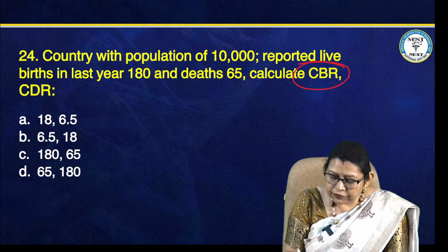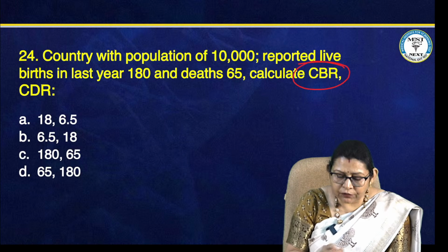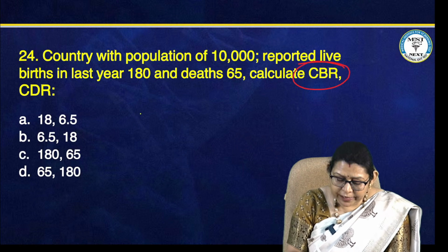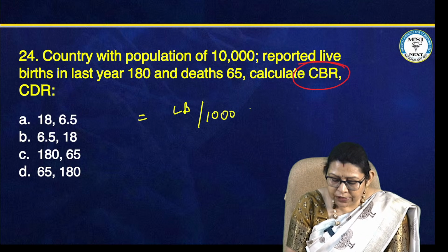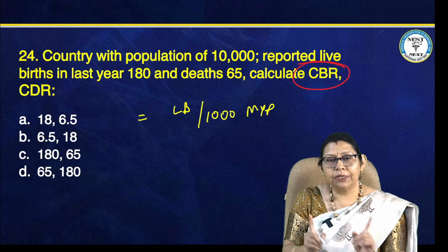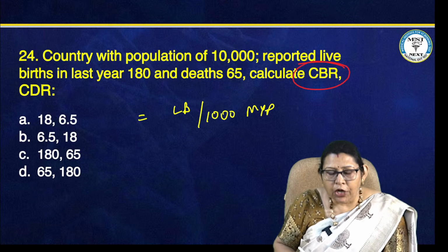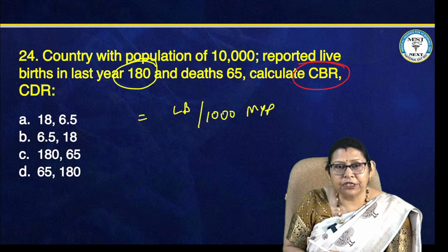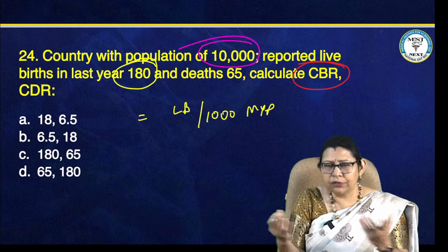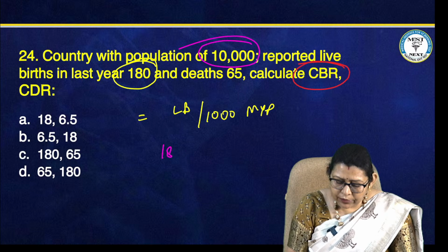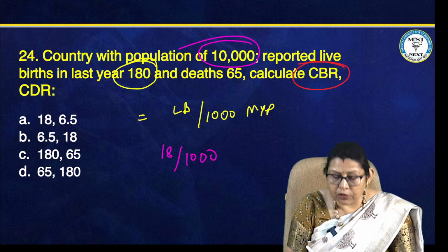Again, first you should know the definition of the crude birth rate. Crude birth rate is total live births per 1000 mid-year population. How many are the live births? 180. Out of how many population? 10,000. Okay, so very simple. It is 18 per 1000 population.